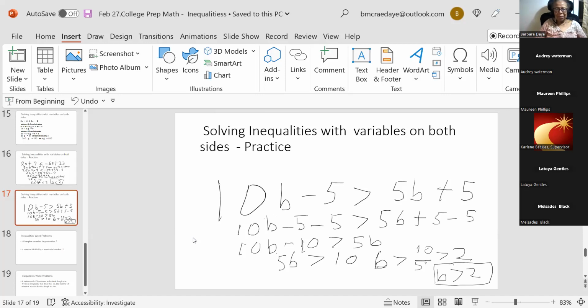That's it. Questions? Now, the reason I said there was no wrong way to do this is because you could put your B's together first, or you could put your constants together. It doesn't matter, as long as you end up with a variable on the left, the inequality, and then a number. All right? And you could try it another way and you would get the same answer.